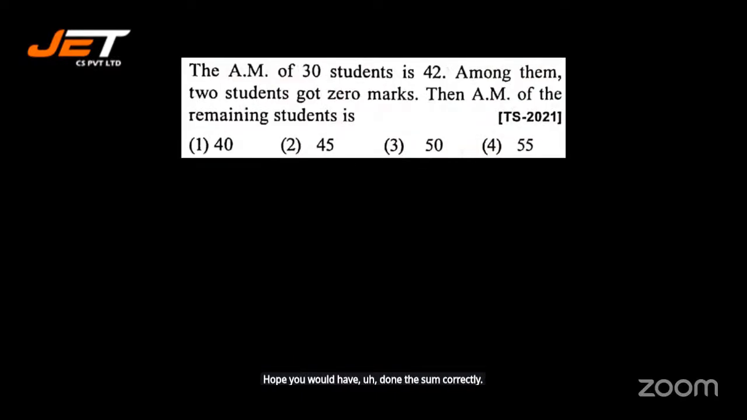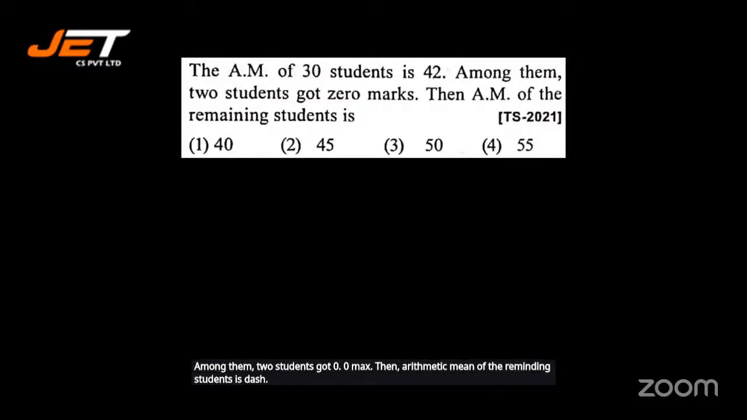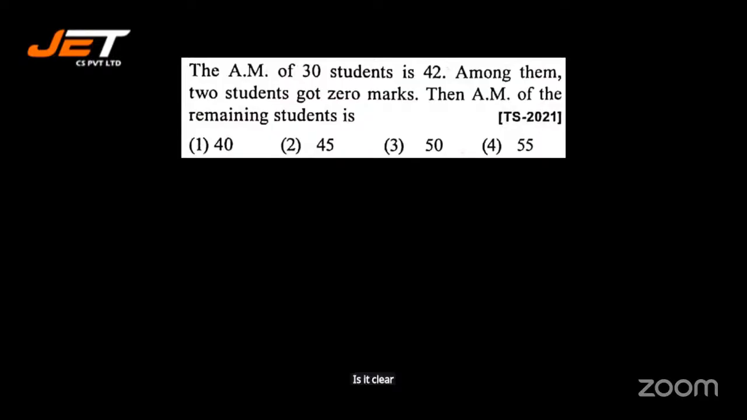Right. Now see the next question. The arithmetic mean of 30 students is 42. Among them, 2 students got 0 marks. Then the arithmetic mean of the remaining students is dash. Is it clear? So the arithmetic mean of 30 students is 42.